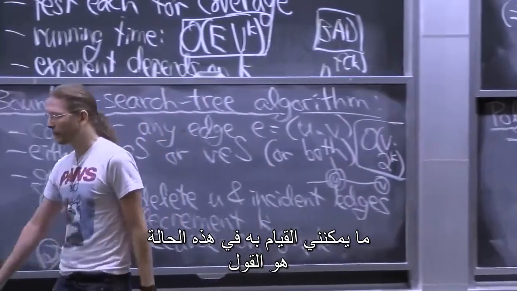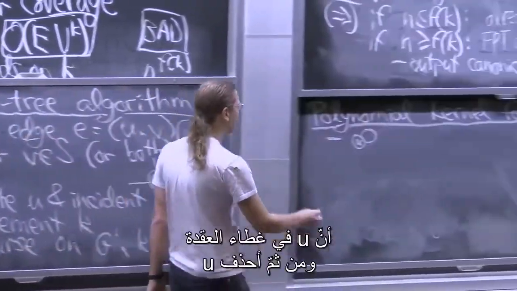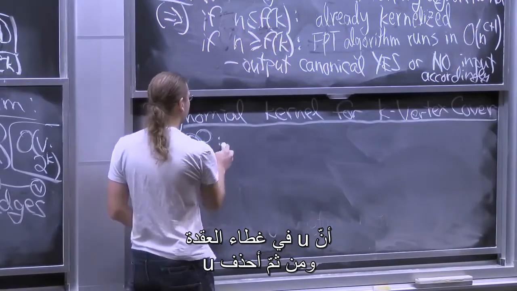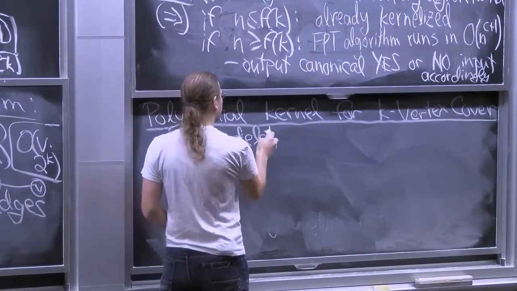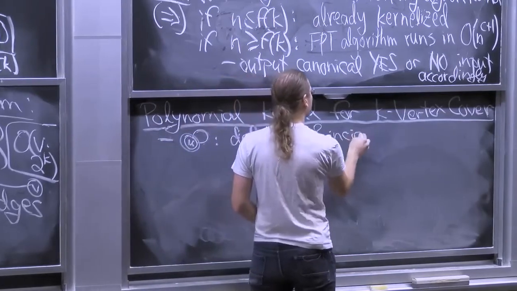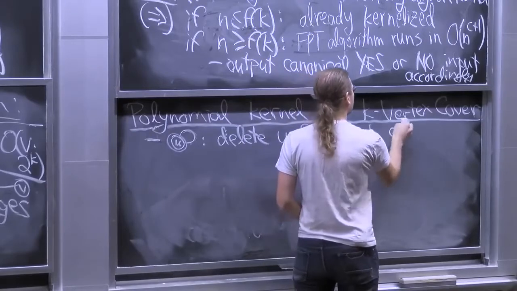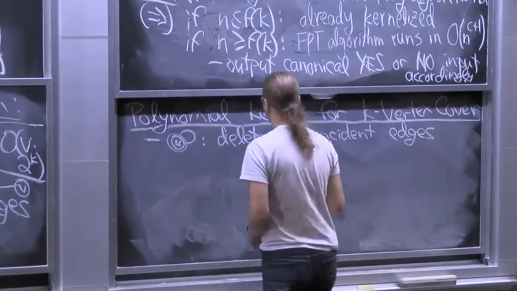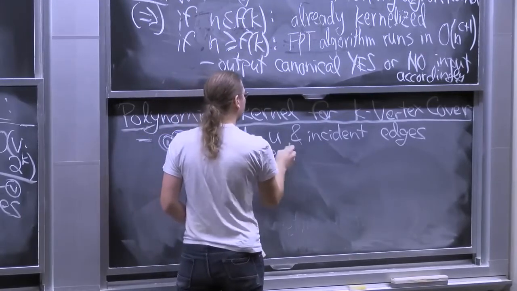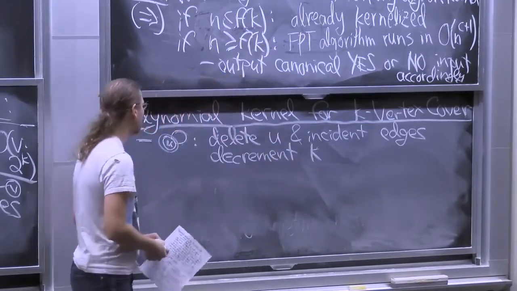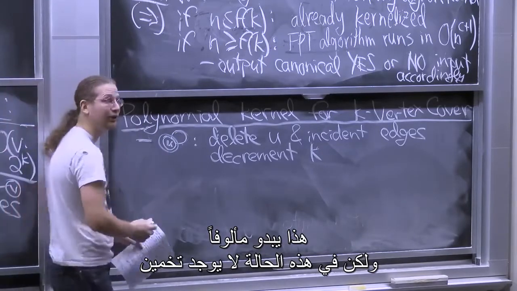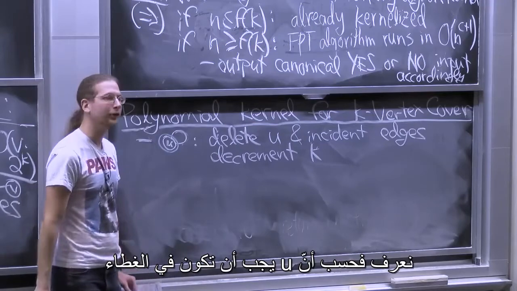So what I can do in this case is say, okay, u is in the vertex cover, and then delete u and its incident edges. And then we have to decrement k. Okay, cool. Feels familiar. But in this case, there's no guessing. We just know u must be in the cover.